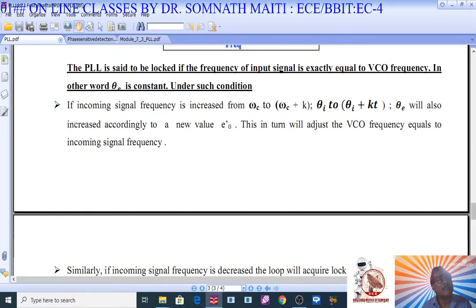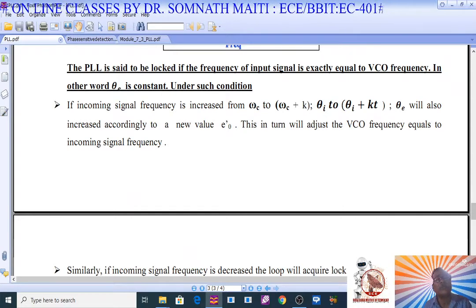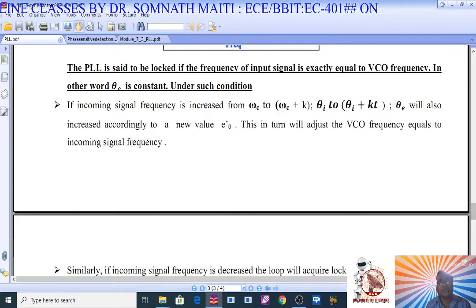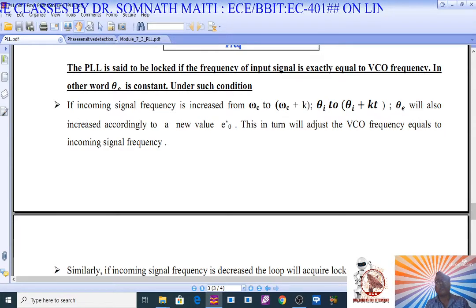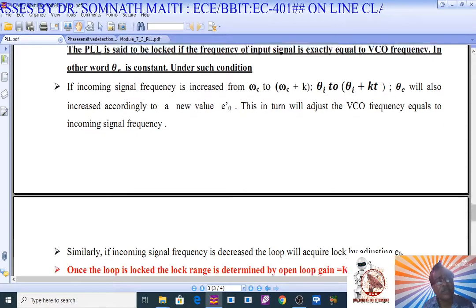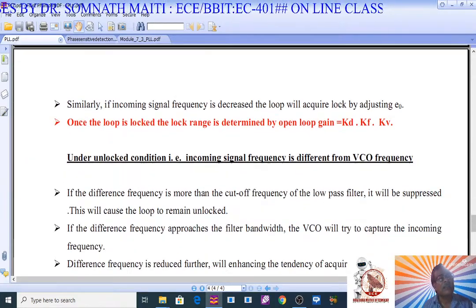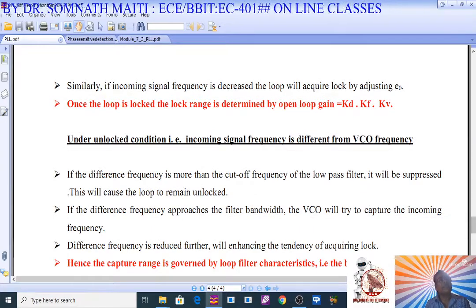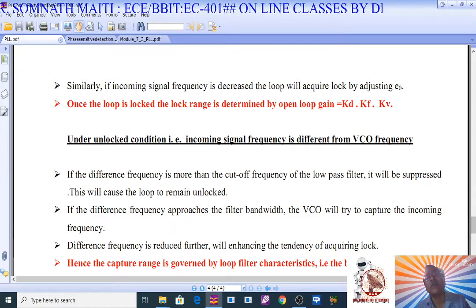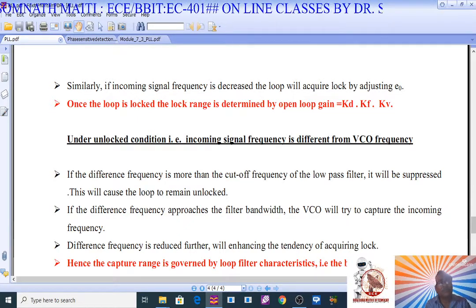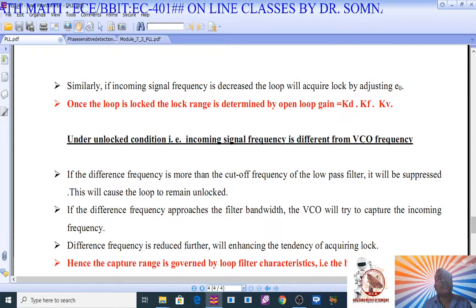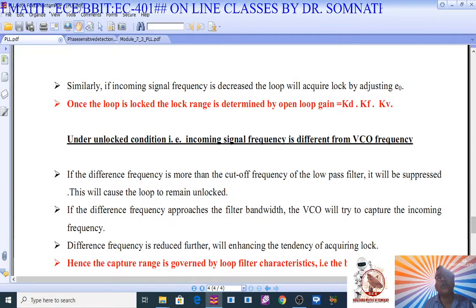Accordingly, theta e will increase to a new value, let's say E0 dashed. This in turn will adjust the VCO frequency, since E0 is the control input to the VCO. Similarly, if the incoming signal is decreased, the loop will acquire lock by adjusting E0. Once the loop is locked, the lock range is determined by the open loop gain.